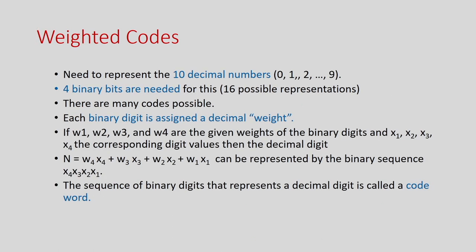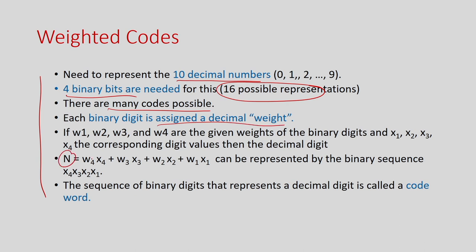So, as I mentioned, this is my summary of the first page discussion, that we have 10 decimal numbers, we need 4 binary bits to represent them. So, there are some redundancies there, so there can be many possible codes, right. And in weighted code, we will assign a weight to each digit, and I calculate the number by multiplying the weights with the bits, right. And each of the codes, whatever binary digits I got, is called a code word, right. So, this is called the code word corresponding to the decimal number.